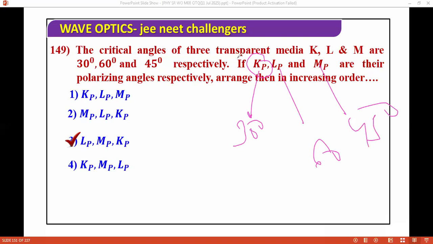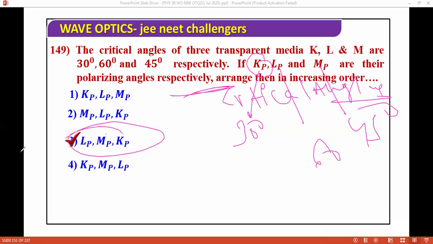So this is the critical angle, but the question is talking about the polarizing angle. The question is talking about polarizing angles, so if you arrange them, the order will be like that. Next question I'm moving ahead.